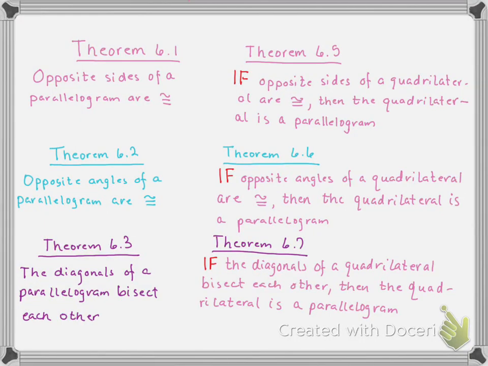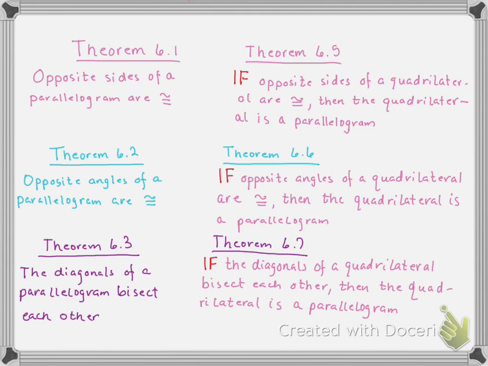Okay, today in 6.3, proving that a quadrilateral is a parallelogram. Over on the left side of that squiggly red line are the theorems that we learned yesterday, Theorems 6.1, 6.2, and 6.3. What we're doing today is looking at the converses of each one of those theorems.